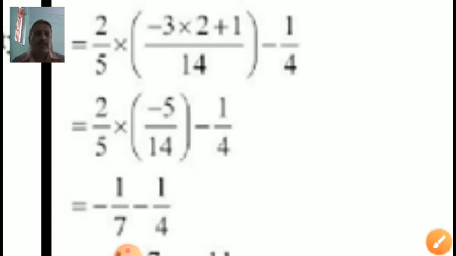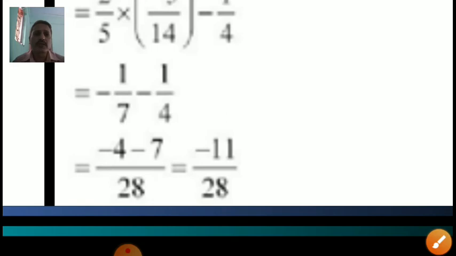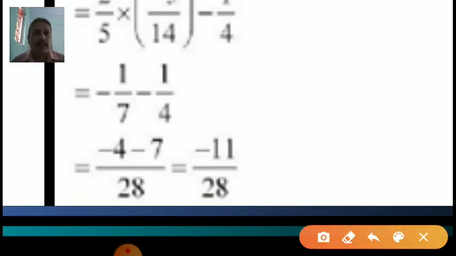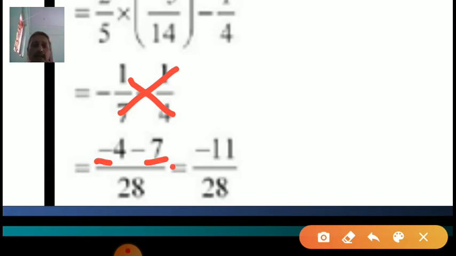Let's check for 7. Whenever you find this, you just cross multiply. That means this number will move here, and this number has to multiply with this one. So 4 ones are 4 and 7 ones are 7, and the denominators are multiplied. 7 fours are 28. Both numbers are minus, so add up. That's minus 4 minus 7 gives us minus 11.